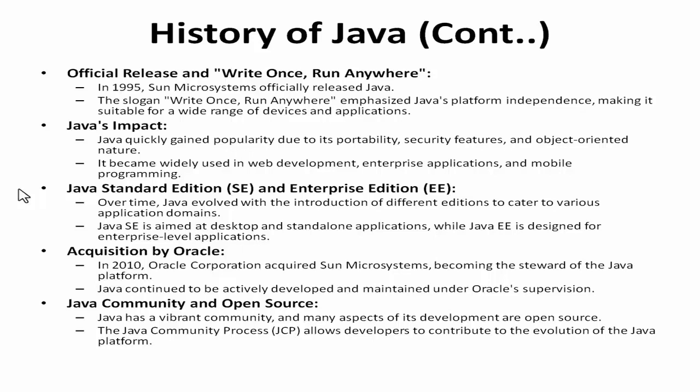Java Standard Edition and Enterprise Edition. Over time, Java evolved with the introduction of different editions to cater to various application domains. Java SE is aimed at desktop and standalone applications, while Java Enterprise Edition is designed for enterprise-level applications.